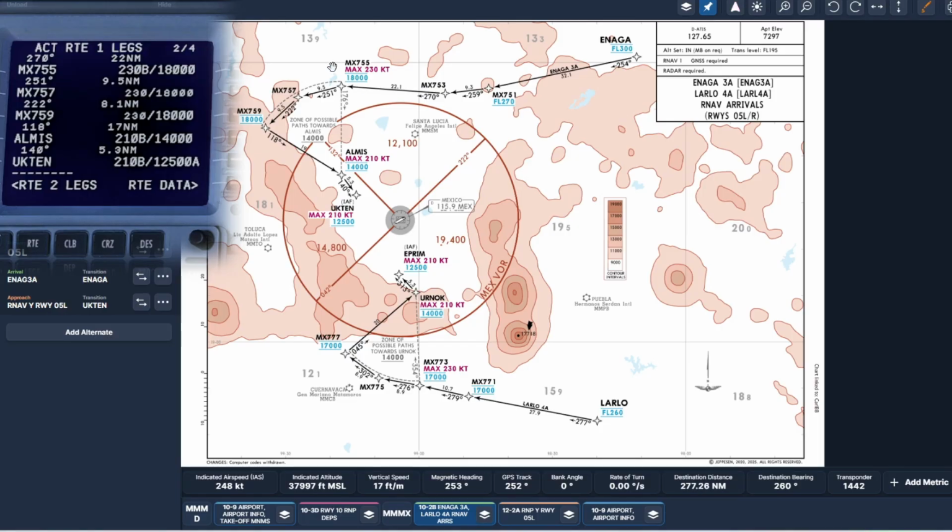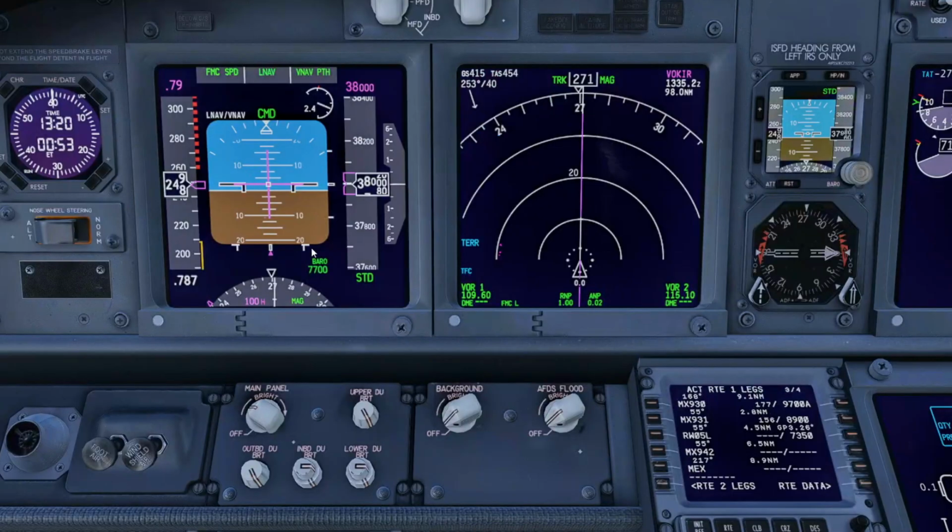Along here we've got 2 points, 180 and 180. We can use that to slow down, but we're going to use VNAV to see how that goes, and we'll only intervene if we feel that VNAV is losing it a bit. So let's set up then.